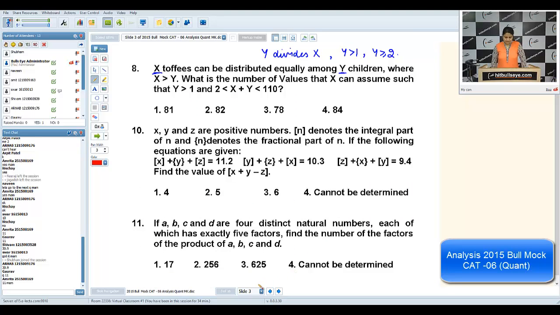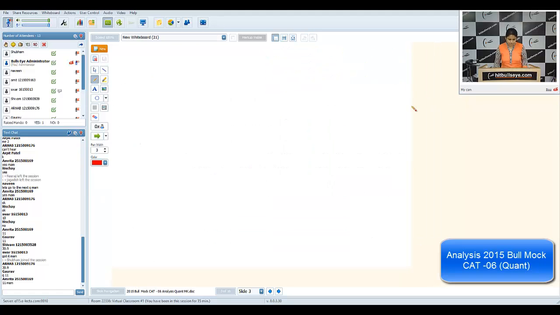Question number 11. If A, B, C, D are four distinct natural numbers, each of which has exactly 5 factors, find the number of factors of the product of A, B, C, D. A very good question on factor theory. If you know factors theory, you can solve many questions in number system. Before explaining this question, let's have one more question.